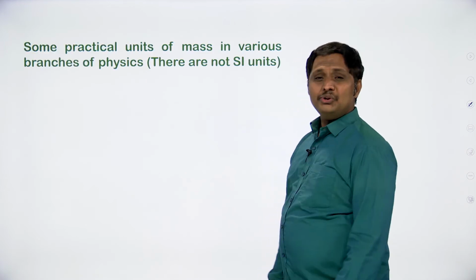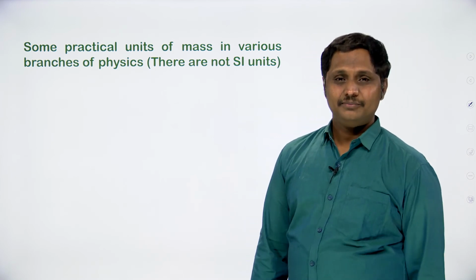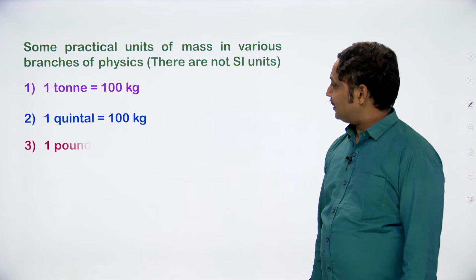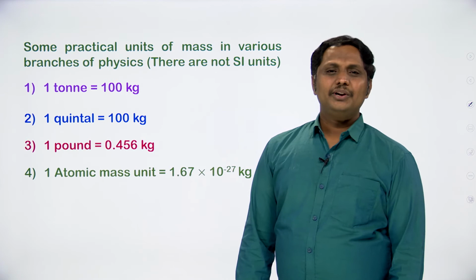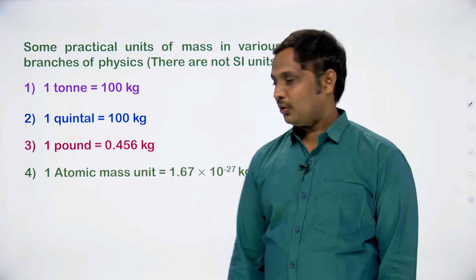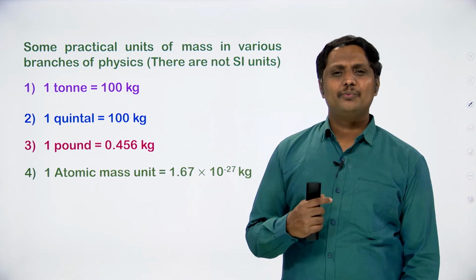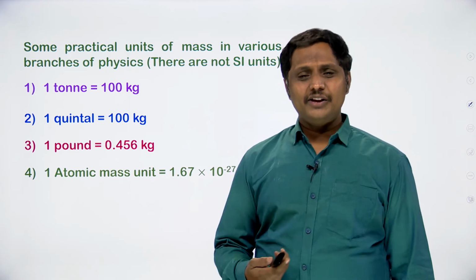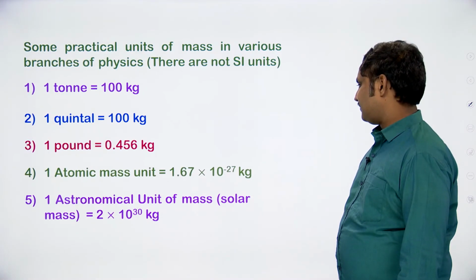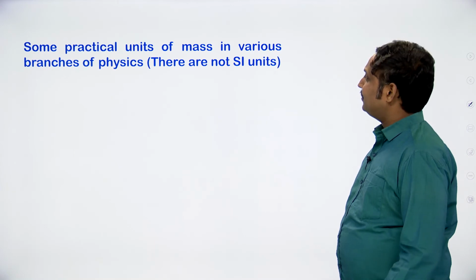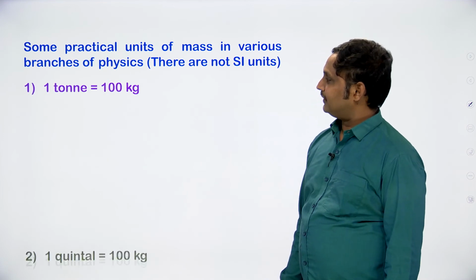Some practical units of mass in various branches of physics, we would like to get. For the reference carbon atom, the atomic mass is going to be 1.67 into 10 to the power of minus 27 kg. We have to see all these parameters, the practical units of mass in various branches of physics.